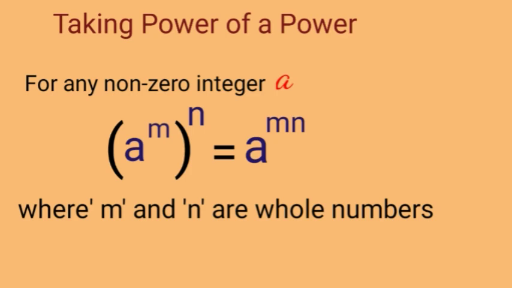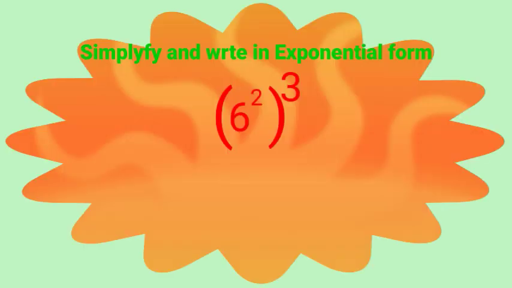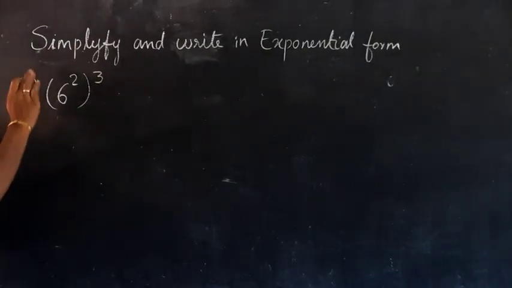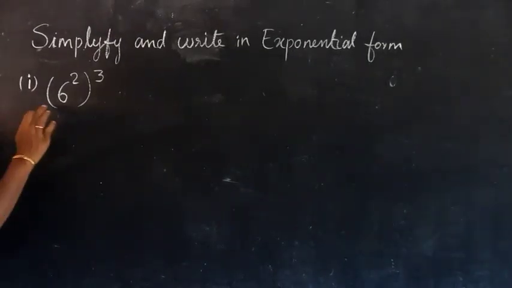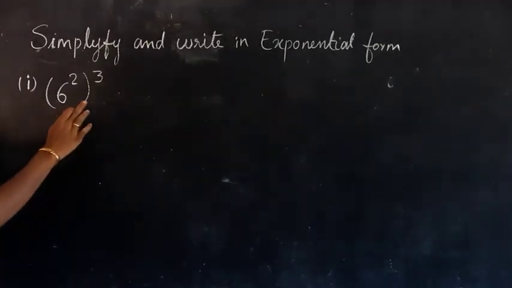For any non-zero integer a, (a raised to m) all raised to n is equal to a raised to mn, where m and n are whole numbers. Simplify and write in exponential form. First one, (6 squared) all raised to 3.